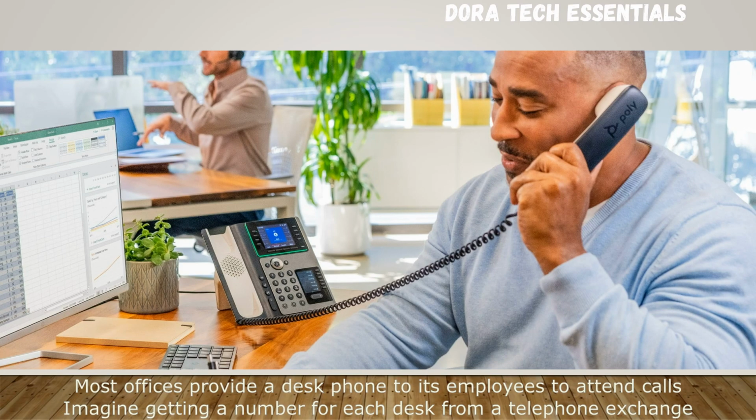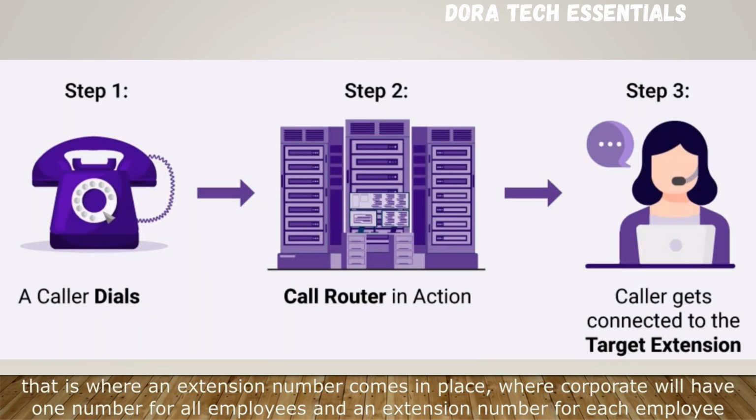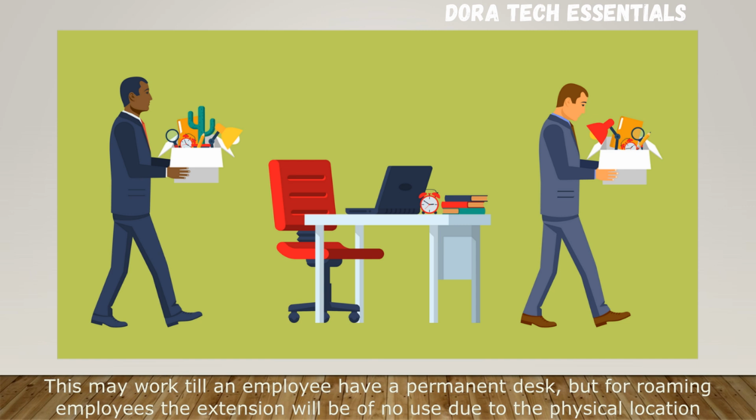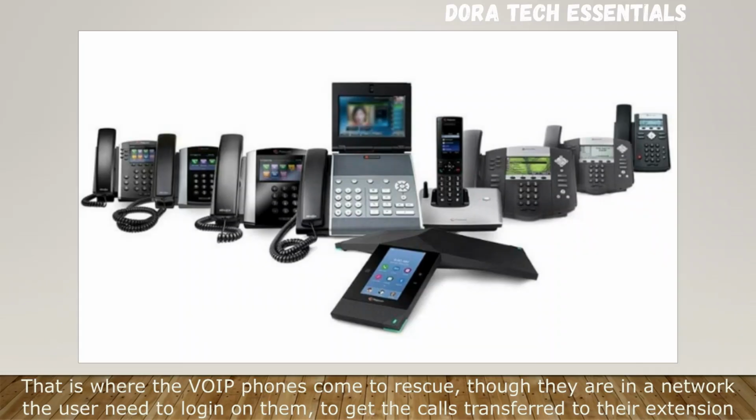Most offices provide a desk phone to their employees to attend calls. Imagine getting a number for each desk from a telephone exchange. That is where an extension number comes in place, where the corporate will have one number for all employees and an extension number for each employee. This may work as long as an employee has a permanent desk, but for roaming employees, the extension will be of no use due to the physical location. That is where the VoIP phones come to the rescue.